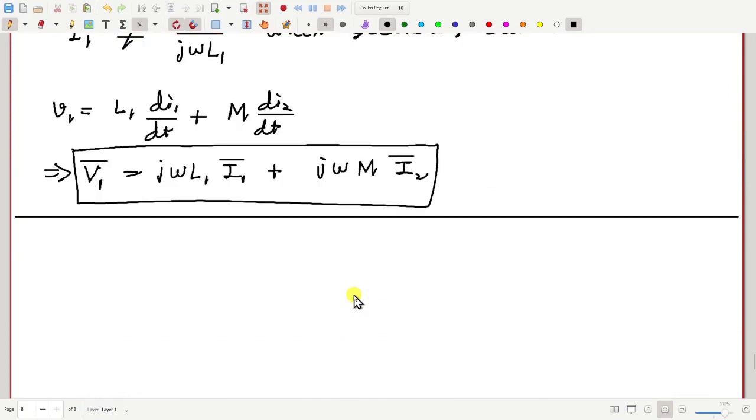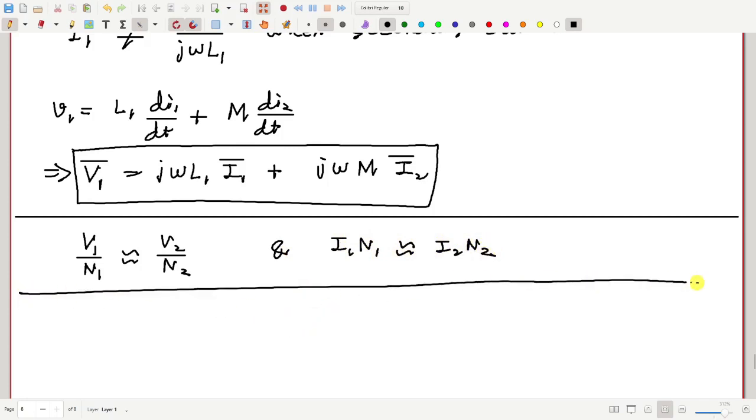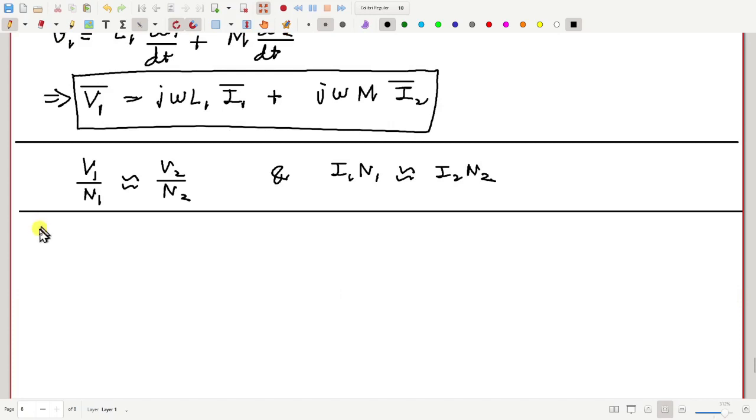Okay, so we saw that approximately for a transformer, V1 by N1 is equal to V2 by N2, and I1 N1 is approximately equal to I2 N2. Now let me define one thing which is called an ideal transformer.